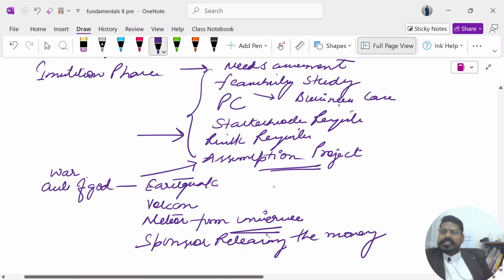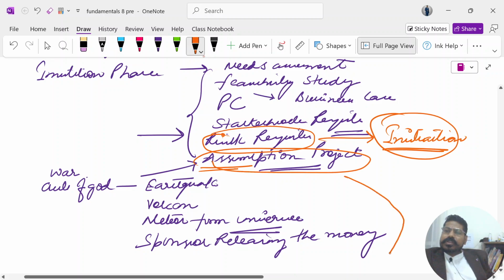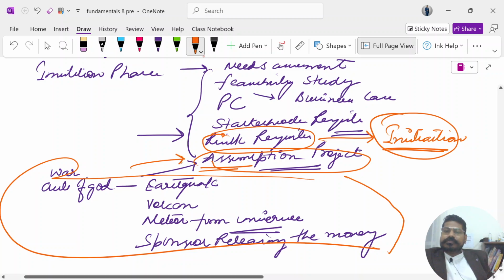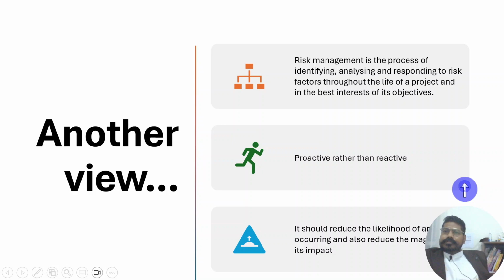So why I was discussing this topic is, if you see risk management here, the risk register, the high level risk, you also manage it at the initiation phase, when you are just at the ideation phase of the project. Then also you are doing high level risk management. And the assumption list is another way of managing risk, because you cater to all those obvious things in the assumption list. I hope this is clear. It should reduce the likelihood of an event occurring and also reduce the magnitude of impact.